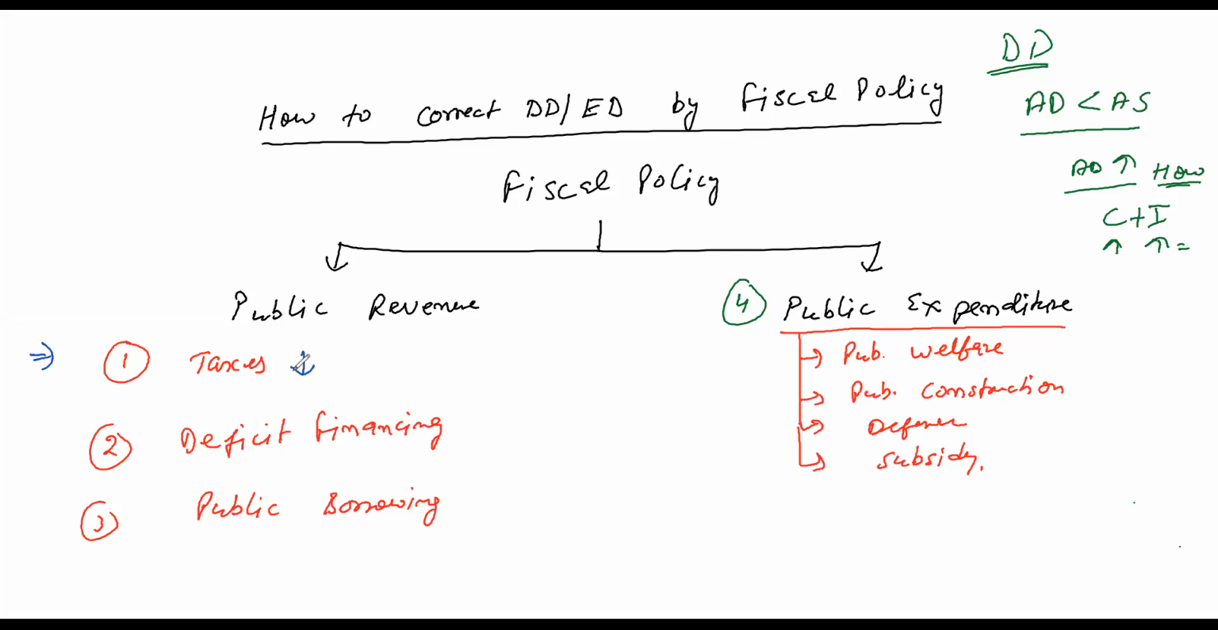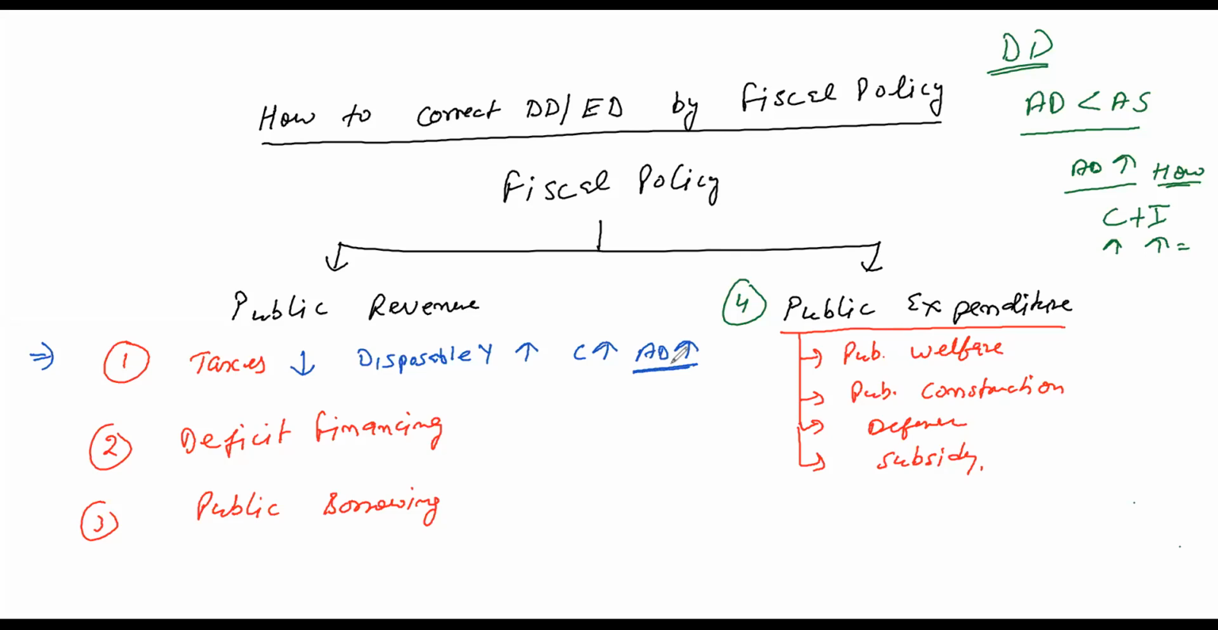How will it help? When the taxes decrease, the disposable income of people will increase. That means people will have more money to spend because they are paying less taxes. So if taxes decrease, disposable income increases, so they can increase their consumption. If consumption increases, aggregate demand can also increase. As a result, deficient demand can be controlled, or you can say the deflationary gap can be narrowed. So the first point is taxes. I hope you understand taxes under fiscal policy.